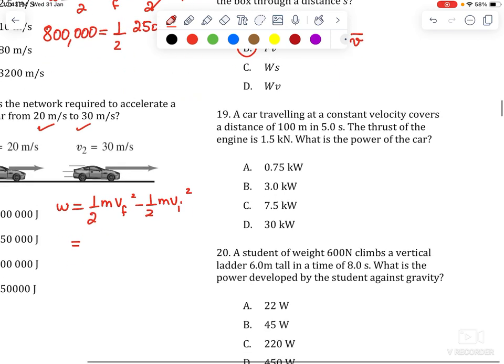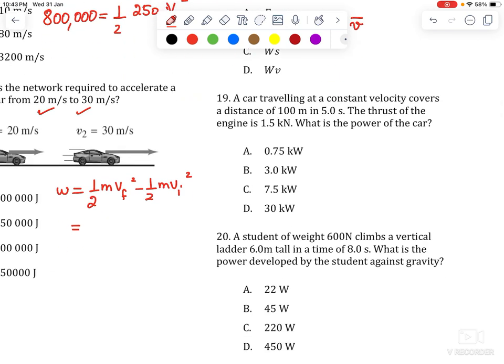Number 19, I have a car traveling at a constant velocity. I do have the distance, I do have the time, I do have the force. No need to convert here the force because my powers are already in kilowatt. So it is the work divided by the time, and eventually the work is F times d over time, and the correct answer will be 30 kilowatt by replacing F by 1.5, D by 10, and T, the time, by 5.